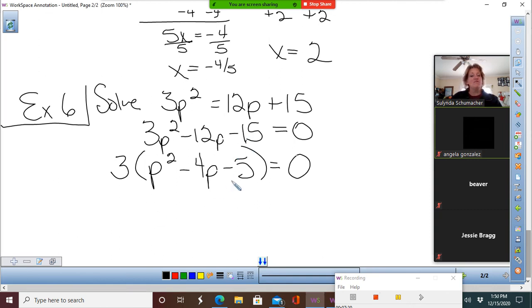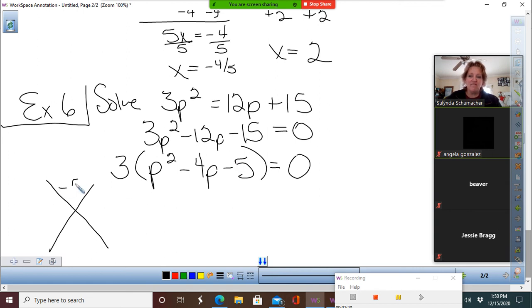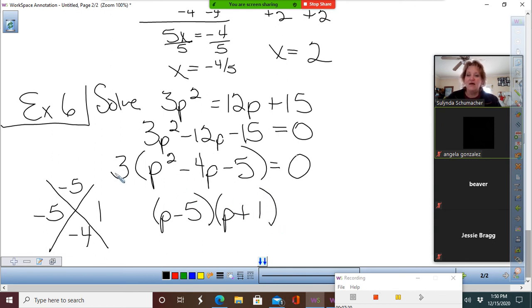Okay. So now my leading coefficient is 1. So when I do my x, I won't have to do a box this time. The top of my x is negative 5. The bottom of my x is negative 4. So that's going to be negative 5 and 1. So I have p minus 5 times p plus 1. Don't forget my 3 in front equals 0.